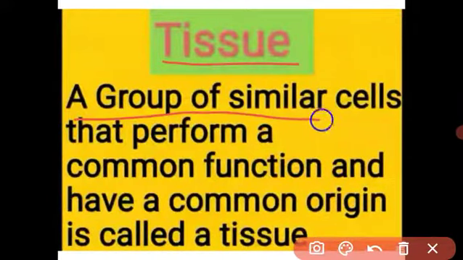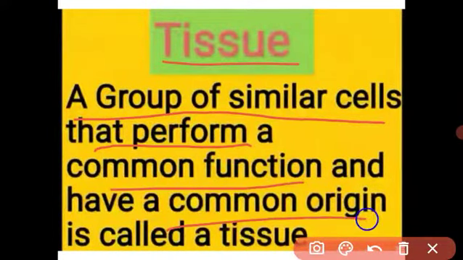Tissue is a group of similar cells that perform a common function and have a common origin. It is called tissue. And tissue is made from different kinds of cells. Different groups of tissues form an organ, a group of organs forms an organ system, and a group of organ systems forms an organism. Got it, students? What is the concept of tissue?